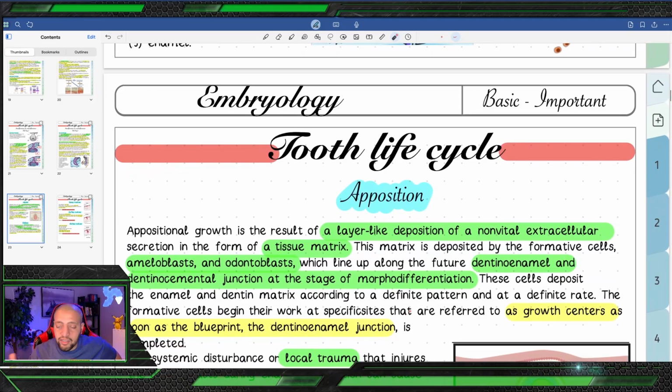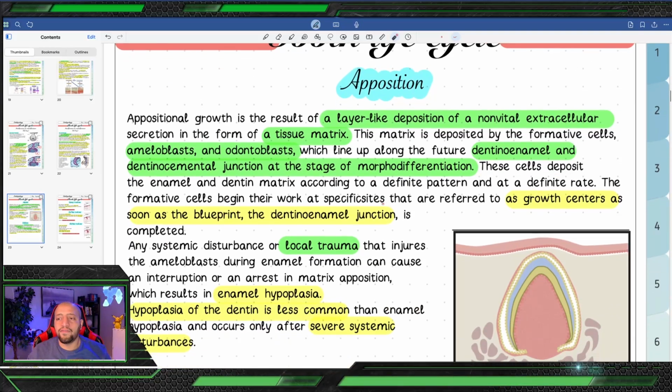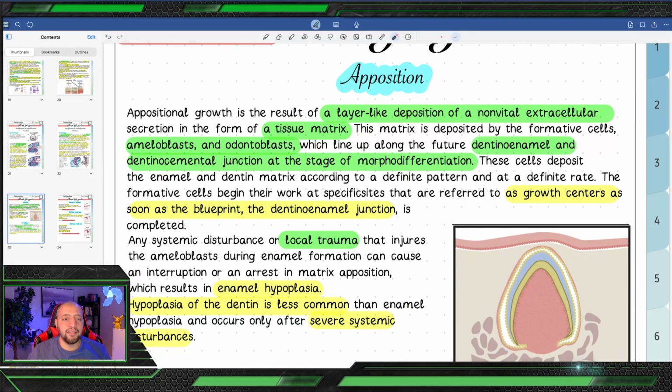Finally, now we have matrix. Now we need to do apposition, meaning the calcification to start. Appositional growth is the result of a layer-like deposition of a non-vital extracellular secretion in the form of tissue matrix. This is the appositional stage. The matrix is deposited by the formative cells, ameloblasts and odontoblasts, which line up along the future dentino-enamel and dentino-cemental junction at the stage of morphodifferentiation.